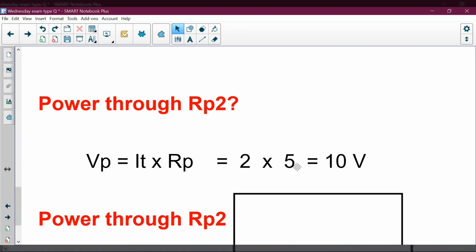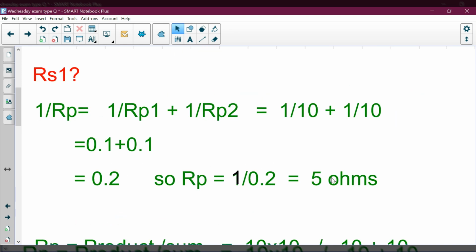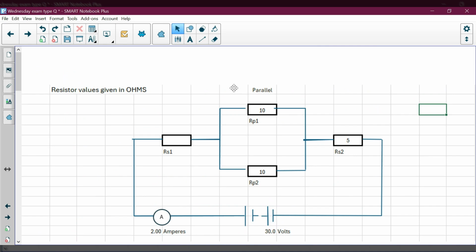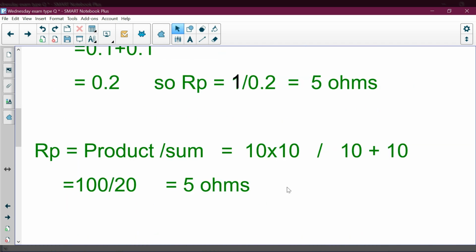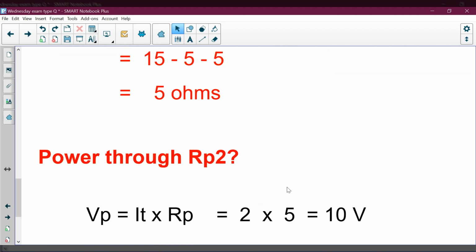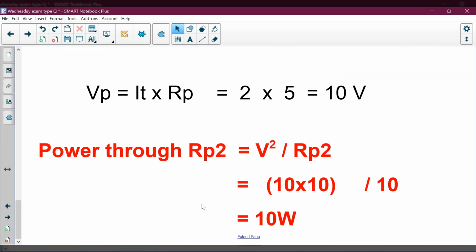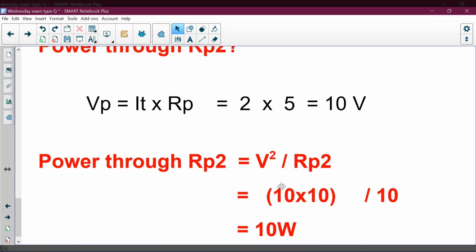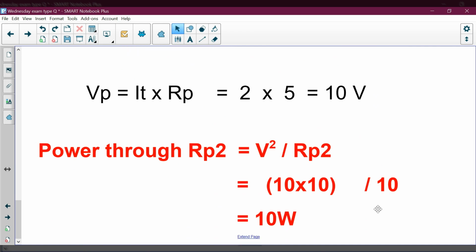So that's 2 times 5. That gives us 10 volts. Okay, so we have 10 volts sitting across this part of the network. So there's 10 volts across RP1, there's 10 volts across RP2. So we now need to work out the power through RP2. Well, we've got V squared over RP2. So P equals V squared over R. So V squared, we've got that 10 volts. So it's 10 times 10 divided by the 10 ohms. Okay, so that gives us 10 watts.